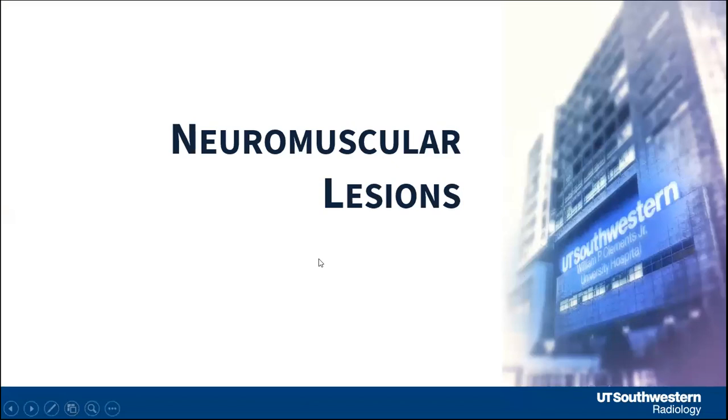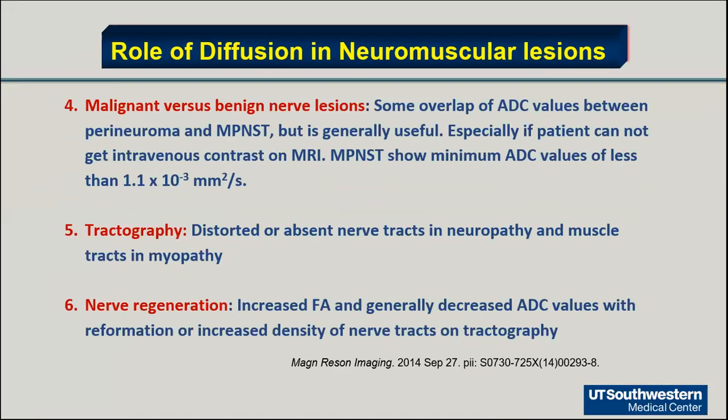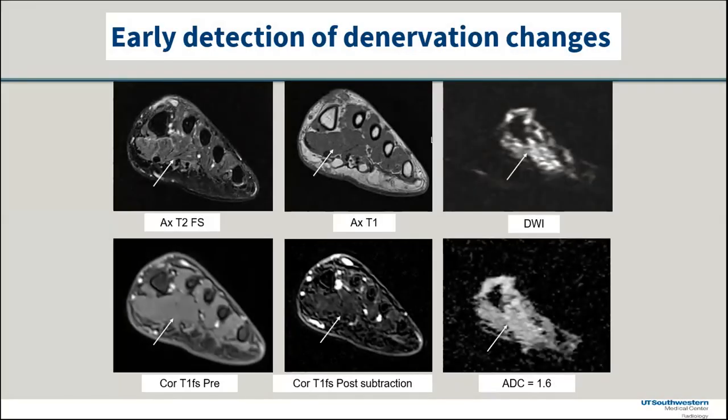Okay, for the final 5 minutes or so, we'll finish up with neuromuscular lesions. So again, you can read it later. I don't have time to go through all this. But basically, early detection of denervation changes is possible on DWI and ADC. Here you can see the high ADC value of 1.6 and enhancement in the muscle. You have a hard time picking that out on T2 images.